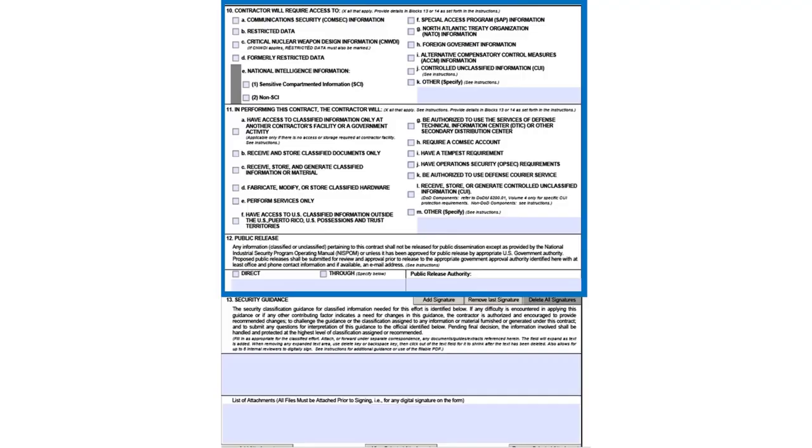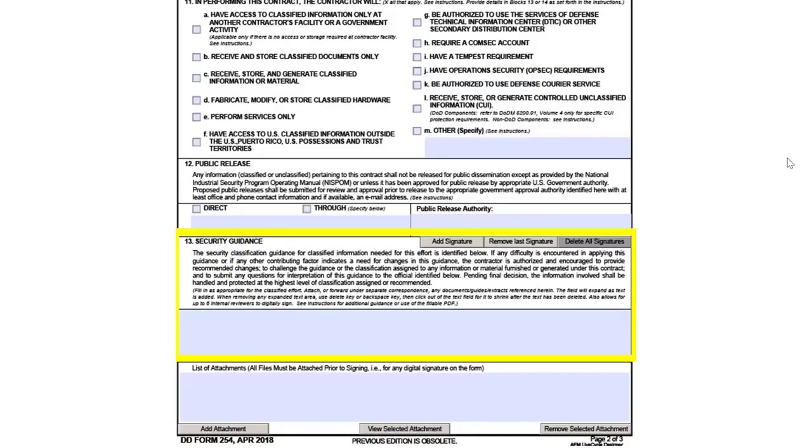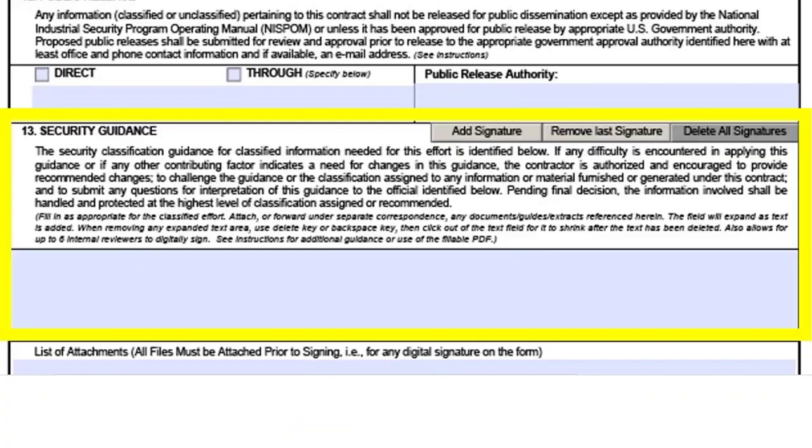The third area, highlighted here in blue, is typically completed by the requirement owner. If there are questions about any of these checkboxes, please contact either your security manager or requirement owner. Next is Block 13, highlighted in yellow. Block 13 contains additional information such as identification of security classification guides, but also a place where you will find coordination signatures. The requirement owner typically completes this portion of the form.